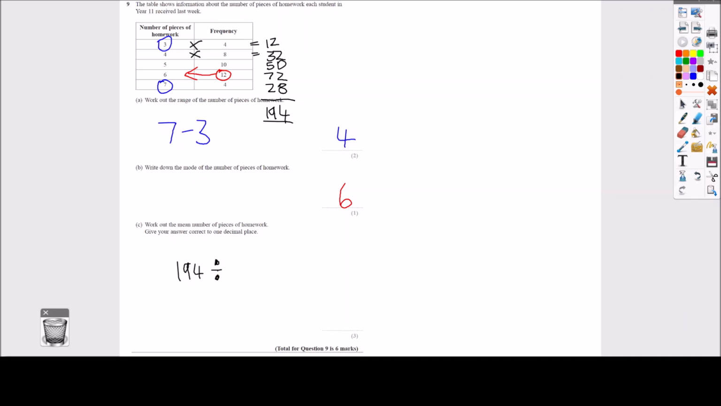Now, it doesn't tell us in the sentence how many pupils there were, so we need to work that out by adding up the frequency column, which is the number of pupils. Okay, so we need to do 4, add 8, add 10, add 12, add 4. So 4 add 8 is 12, 22, 32, 33, 34. That's 38 students. 194 divided by 38 is 5.105. And the numbers continue. Read the question, give your answer to 1 decimal place. So that's 5.1.